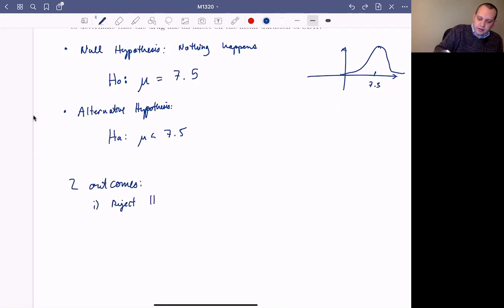I wanted to quickly correct this here. This is just the word reject. So we're going to reject the null hypothesis. That's one thing that could happen. And again, if the data tells us to reject, that's how we'll decide there. Or we could fail to reject.